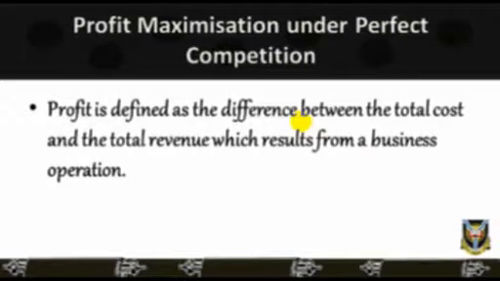Profit maximization under perfect competition. Profit is defined as the difference between the total revenue and the total cost which results from a business operation. In the short run, profit is maximized at the output level where the difference between the total revenue and the total cost is largest.